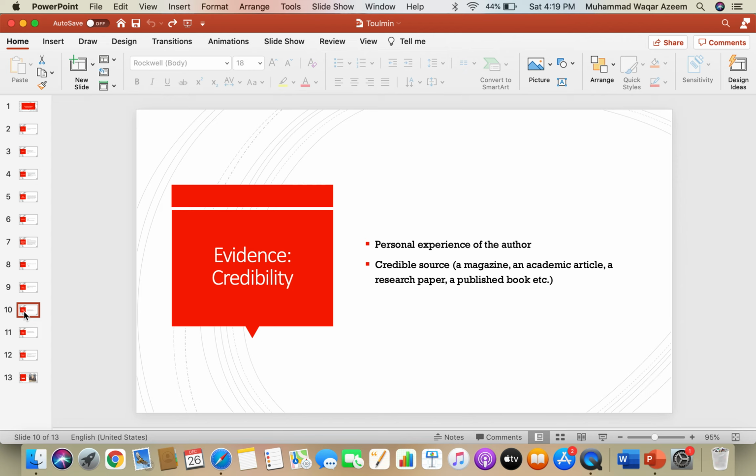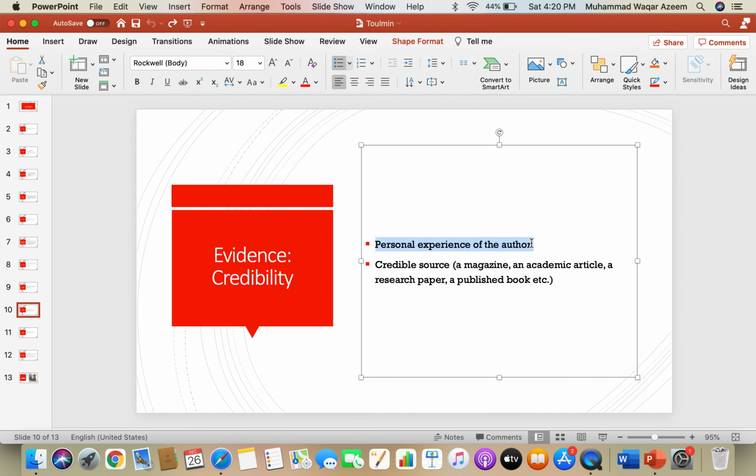Then evidence should be credible. In some cases, a writer might have personal experience and the evidence might be based upon that personal experience. If that is the case, then it will be credible evidence, or the evidence comes from a source which is credible. For example, a published magazine, an academic article, a research paper, or a published book. So look for credibility of evidence. The evidence that the writer is giving, is that really credible?